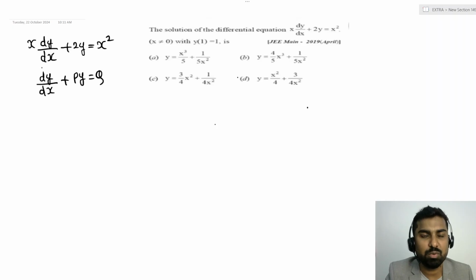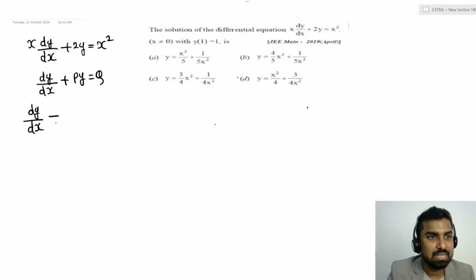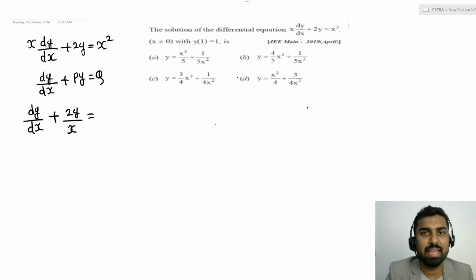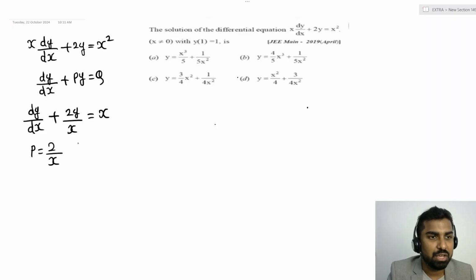The first term, x into dy by dx, when divided by x, will be only dy by dx. Plus the second term 2y, divided by x, becomes 2y upon x. The third term x square, when divided by x, becomes x. Now we can compare with the standard equation dy by dx plus py equal to q. Here p and q are in terms of x. As per comparison, p is equal to 2 upon x and q is equal to x.